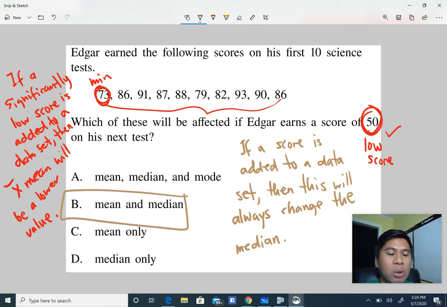Definitely the mean will be lower, and the median will actually be lower as well in this case. But in terms of the mode, since 50 is not any of those given terms, then no term will be repeated, which means the mode will still be the same here.